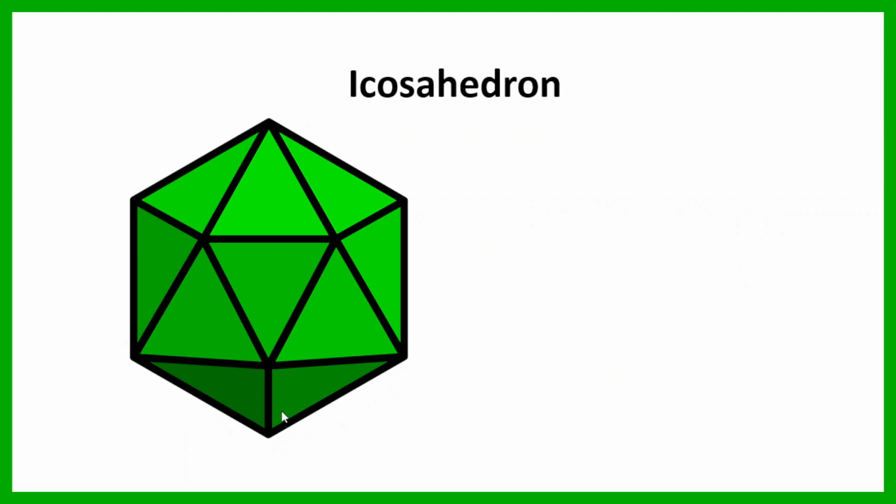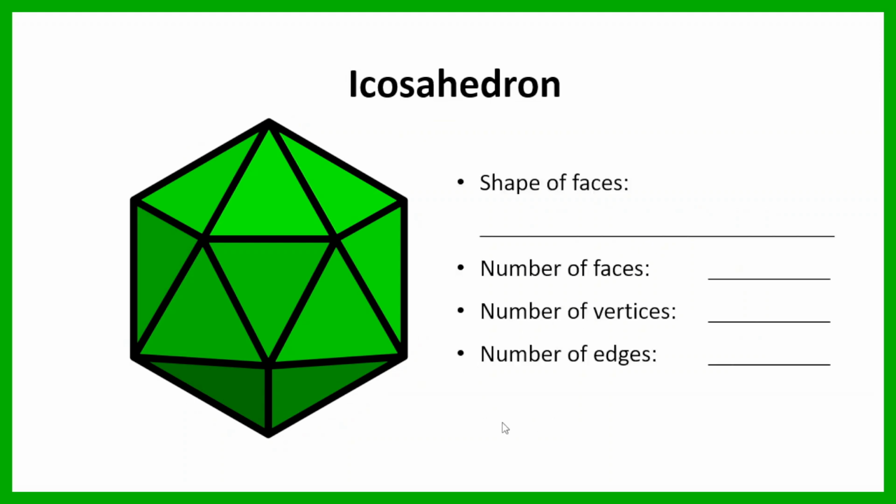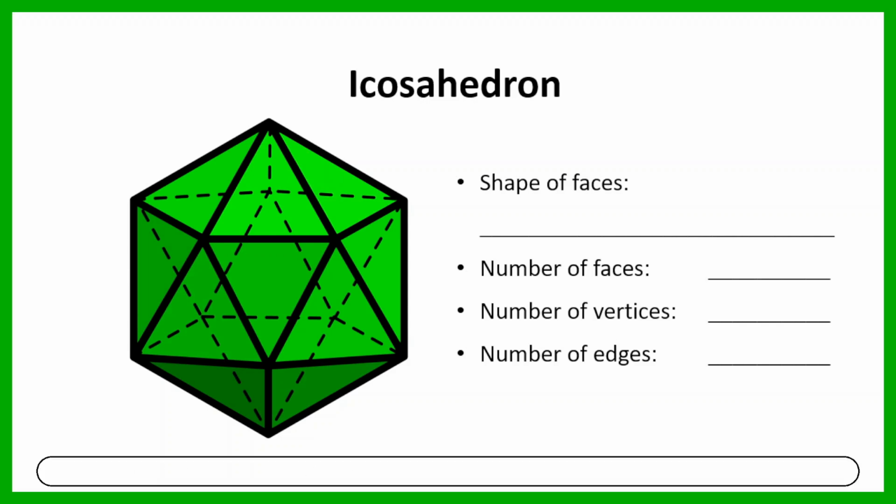And then the last one is the icosahedron. Okay, so the icosahedron looks like this. And we're going to find all the same information for this one as well. So we're going to find the shape of the faces, the number of faces, the number of vertices, and number of edges. And again, I'm going to give it to you like this so you can see all the hidden lines to help you. So I'm going to give you 1 minute for this one as well.